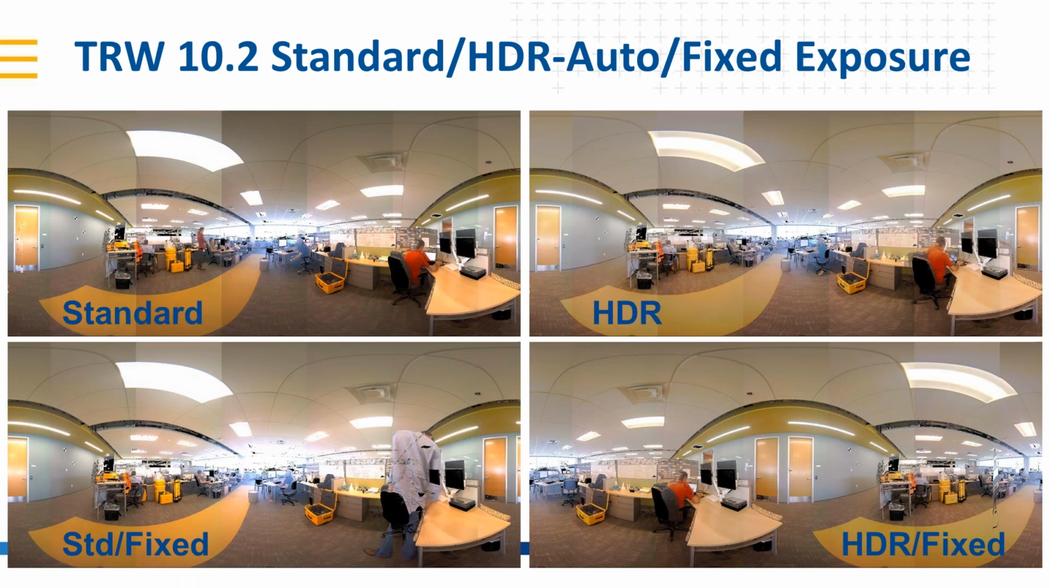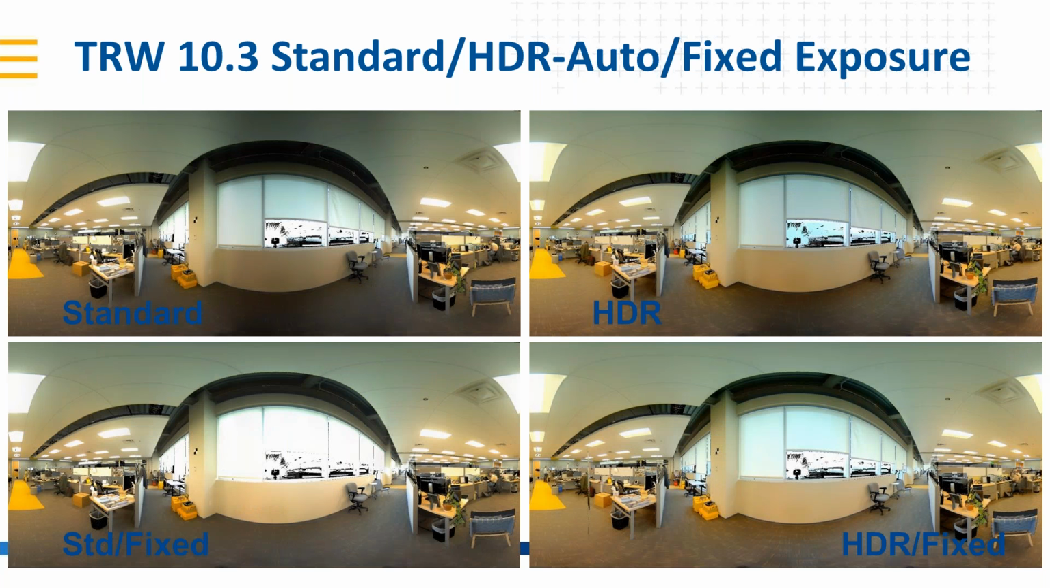Now, improvements have been made in RealWorks for processing TX images. In RealWorks 10.2, you could see a banding effect from different exposures in colorized scans. Here are examples from 10.2 of standard and HDR images with both auto and fixed exposure enabled. RealWorks 10.3 has eliminated this banding effect by normalizing and balancing the exposures. We recommend upgrading to 10.3 if you have not already done so to realize this improvement.